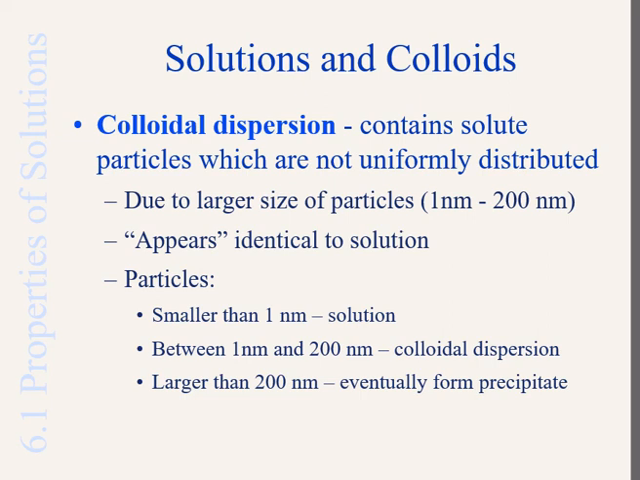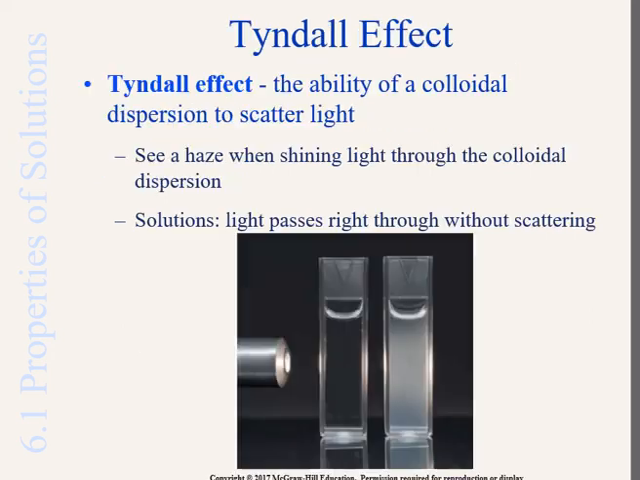For example, milk appears homogeneous, doesn't it? The homogenized milk actually is very homogeneous. Yet it's not a true solution, because the size of the particles in milk, some of them, especially some proteins, are very large, larger than 1 nanometer, giving birth to a colloidal dispersion. If you have a particle size that's greater than 200 nanometer, then they will eventually precipitate, and then we call that a suspension.